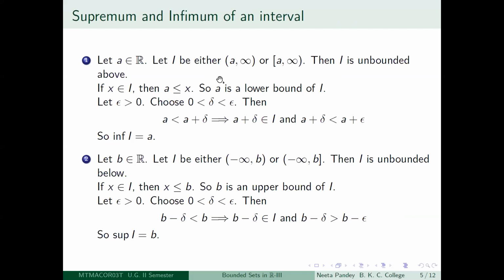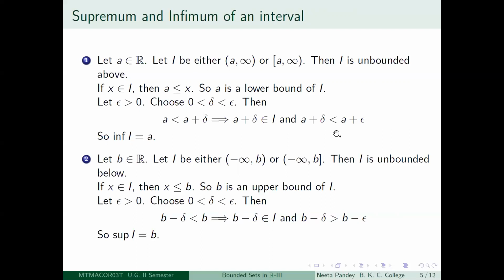So what is your proof? Your proof is again the same: you increase your a by a small amount, suppose epsilon, then you choose your delta to be between 0 and epsilon. Since epsilon is positive, there are infinitely many real numbers between 0 and epsilon. Choose any one. Then what do you get? You get a is less than a plus delta, because delta is positive. Hence a plus delta is an element of the interval. Not only that, since delta is less than epsilon, a plus delta is less than a plus epsilon.